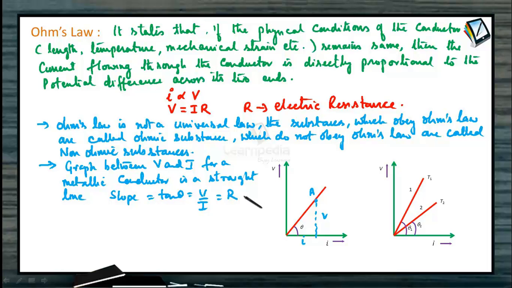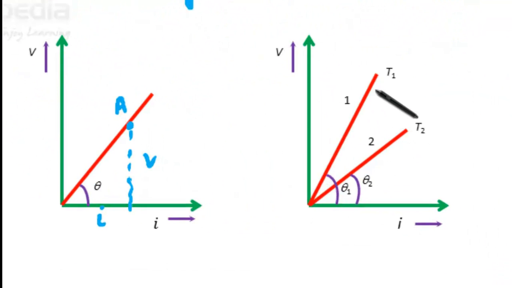That means in this case we have two different temperatures T1 and T2, with V and I graphs drawn as 1 and 2, having theta 1 and theta 2. The slope tan theta 1 is more than tan theta 2. Therefore, the resistance of conductor 1 is more than the resistance of conductor 2. That is, temperature T1 is greater than temperature T2.